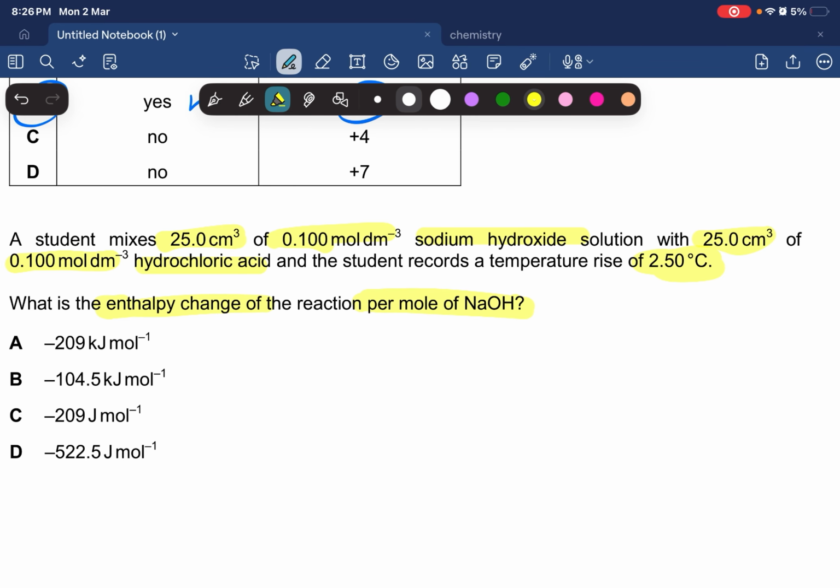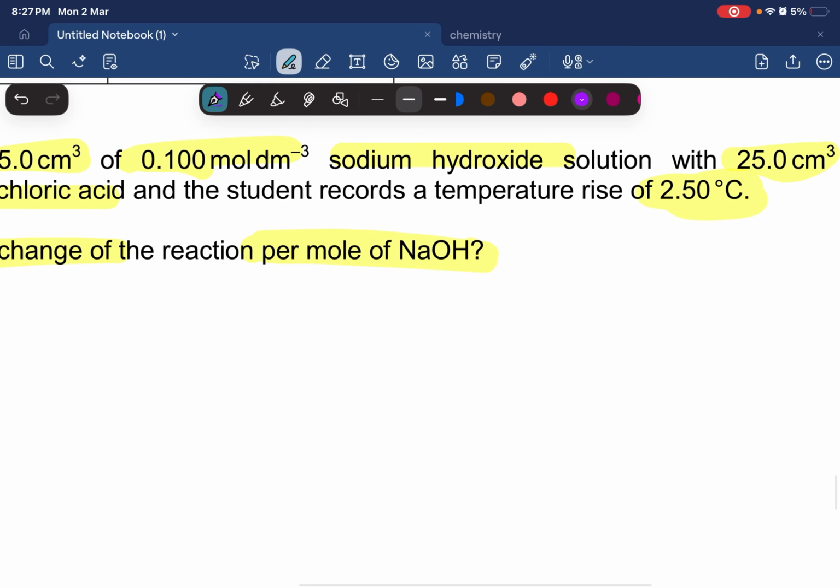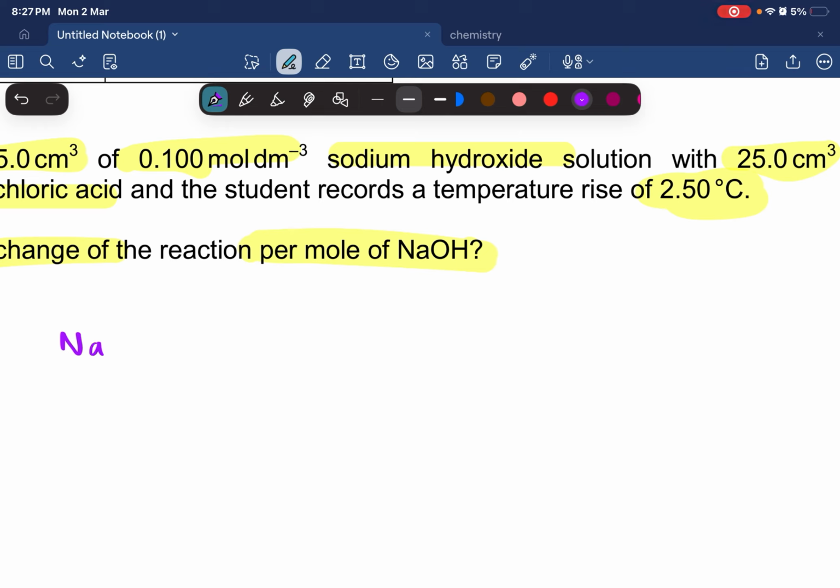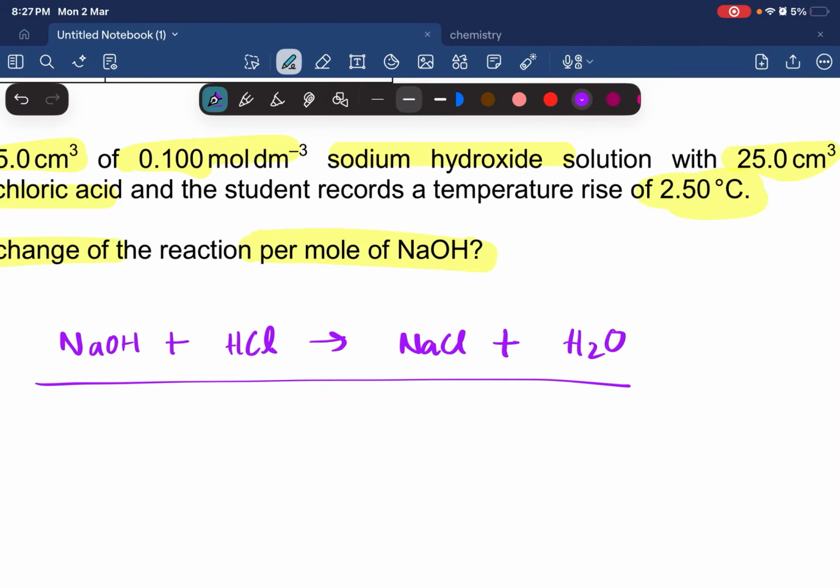Okay, so what are we going to do? We're going to form an equation. We know NaOH is going to react with HCl to form NaCl plus H2O. That's a perfectly balanced equation.